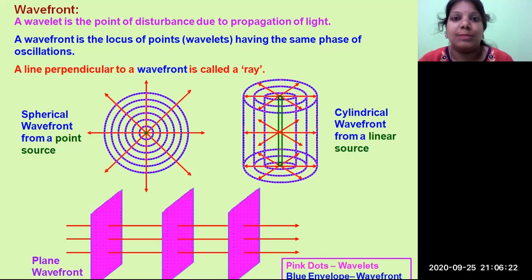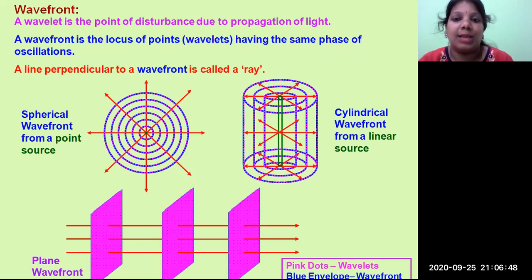Spherical wavefront. What is meant by spherical wavefront? To get the spherical wavefront, we require a point source. If we choose a point source, what will happen? The light will propagate in all directions. Then, if we join the locus points which have the same phase of oscillations, we will get the wavefront. That wavefront is spherical in shape. Those wavefronts are called spherical wavefronts.